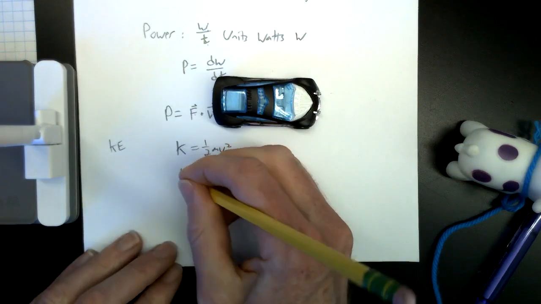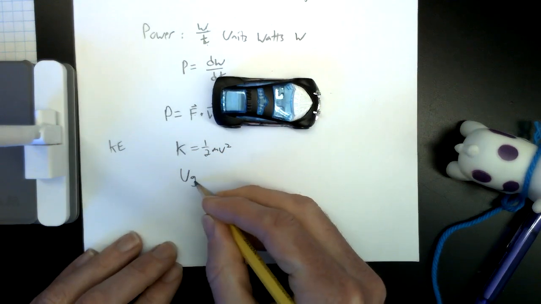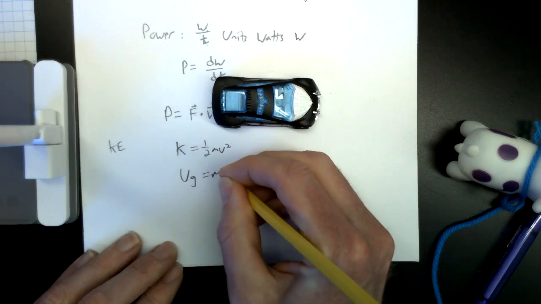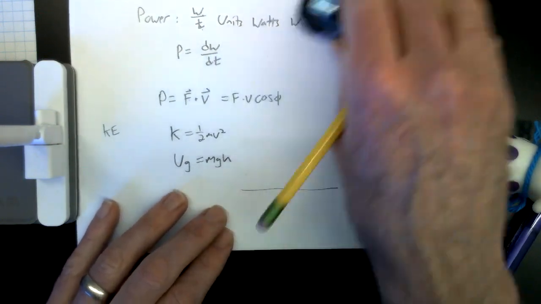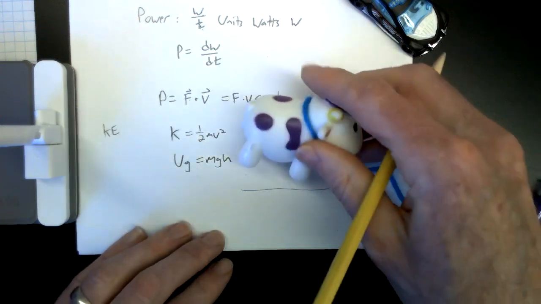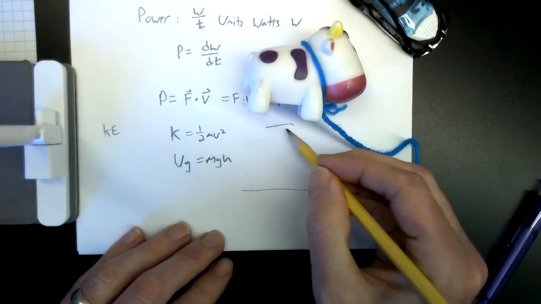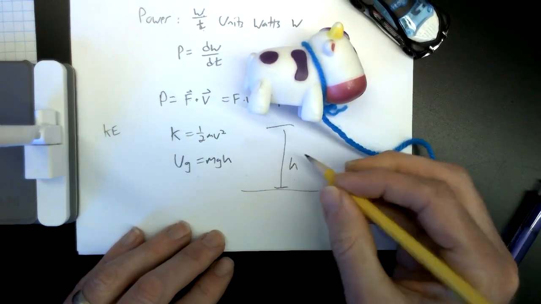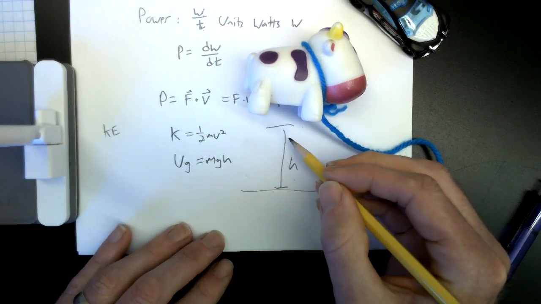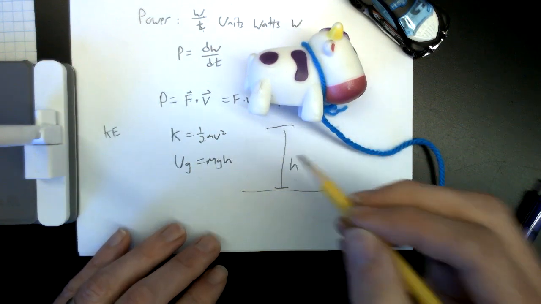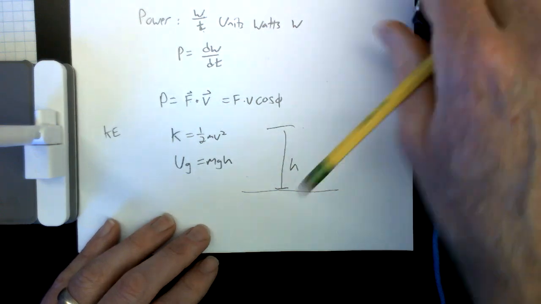And then we have U, G for gravity, and that's going to be mgh. That's how much potential energy something has if you raise it up. So if I've got my cow at a certain height above the ground, whatever this height is right here, and whatever the mass of my cow is, then that's how much potential energy my cow has as it's being raised up. Okay, so those are some of the basic definitions.